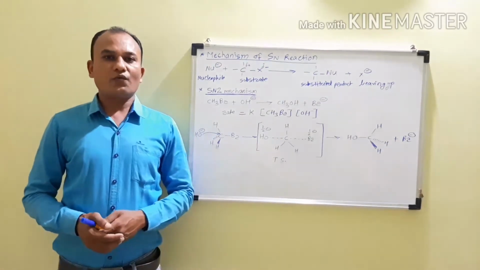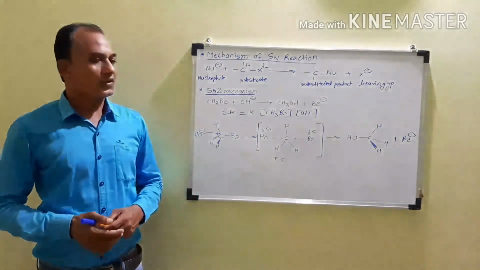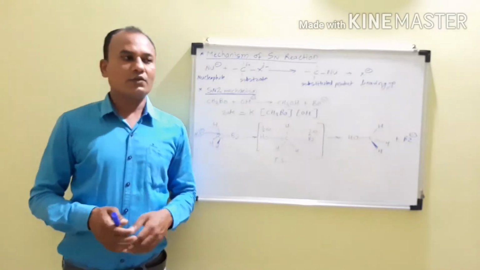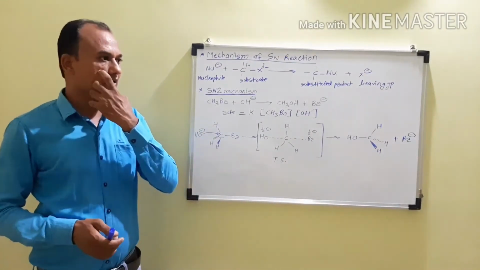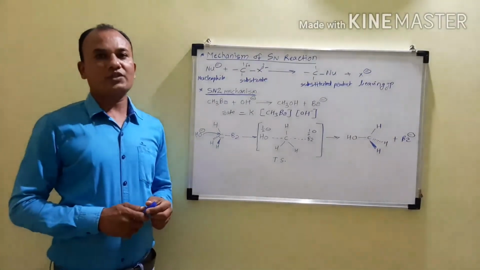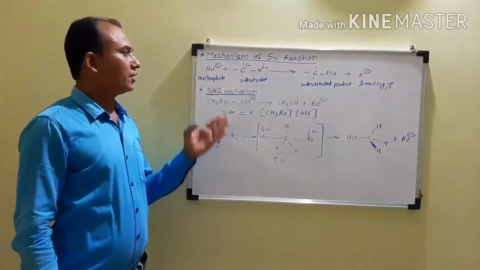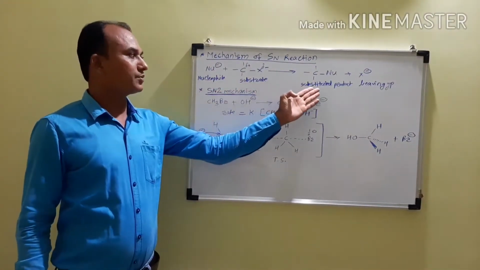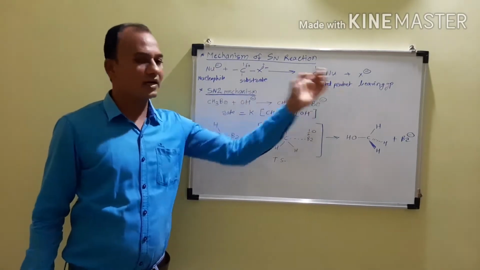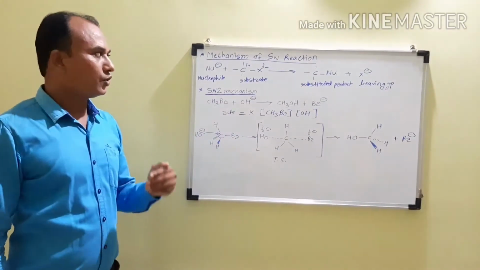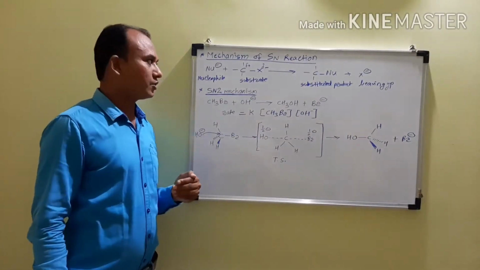So, the mechanism of SN reactions. When we consider nucleophilic substitution reactions, there are four parts: the nucleophile, the substrate, the substituted product, and the leaving group. Actually, what happens in the nucleophilic substitution reaction?